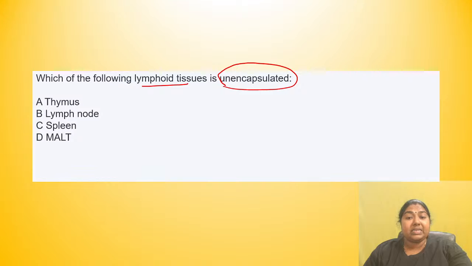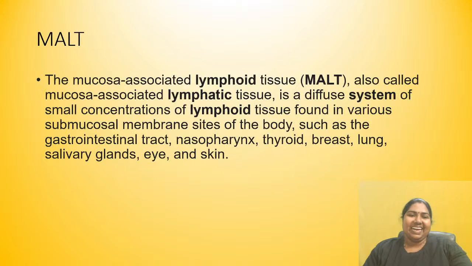Which is going to be unencapsulated? That means it doesn't have any capsule. I'll tell you, this is going to be MALT. Yes, Sushmita, Sati, absolutely correct. The correct answer is MALT, option D. What is this MALT?